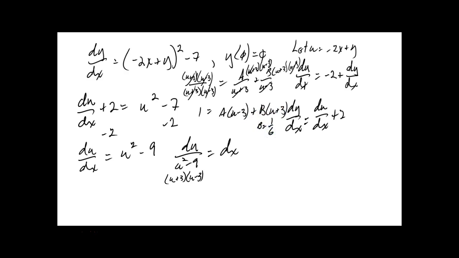And now let's do something that seems not too fair either, but we'll do it. What if u is equal to minus 3? That's 0. And this will be negative 1/6. a is negative 1/6. Okay?